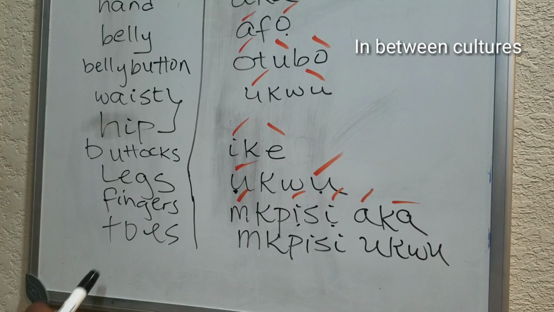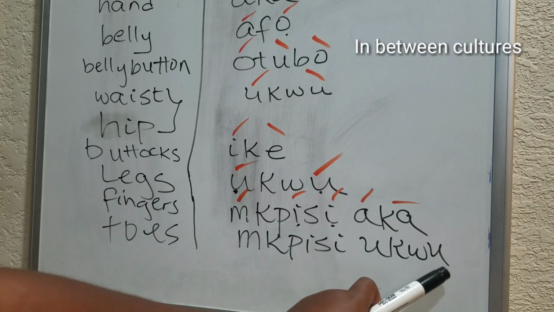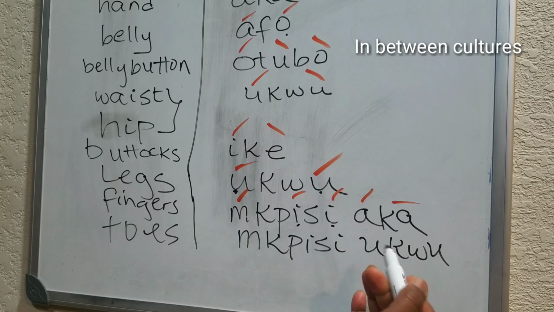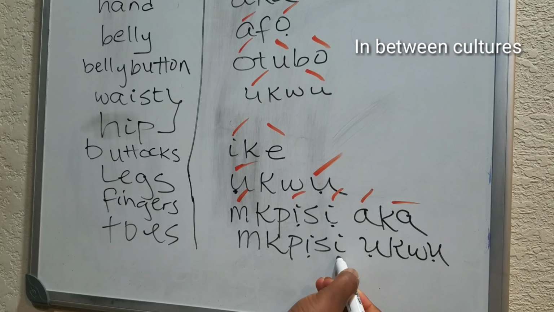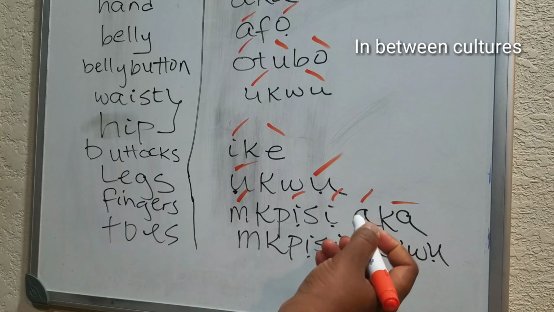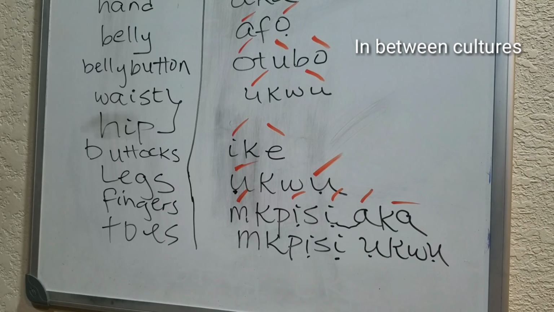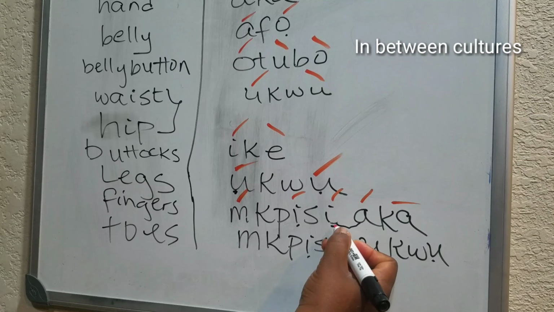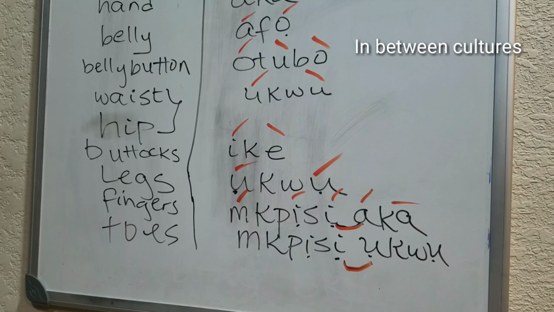Mpisi aka, toes. Mpisioku. The oku here is soft U in both places. Mpisi oku. Mpisi aka. But when you're speaking, it sounds like mpisiaka. You combine these two and you combine these two. This becomes mpisiaka. And this becomes mpisioku.